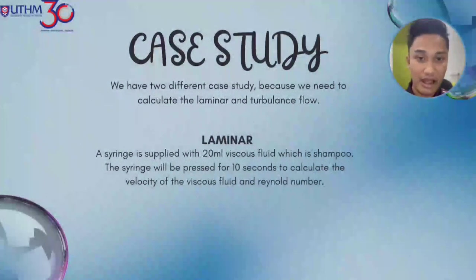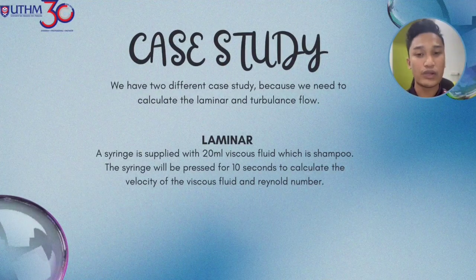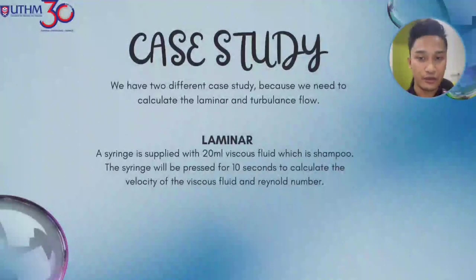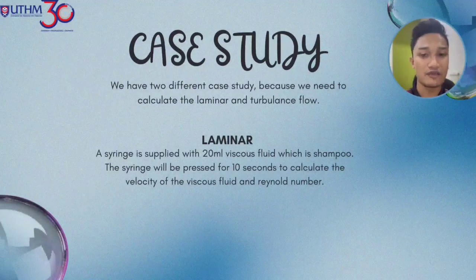Alright, I will explain about the case study. In the case study, we have two different cases because we need to calculate the laminar and turbulent flow. First, I will talk about laminar. A syringe is supplied with 20 ml of viscous fluid, which is shampoo. The syringe will be pressed for 10 seconds to calculate the velocity of the viscous fluid and the Reynolds number.